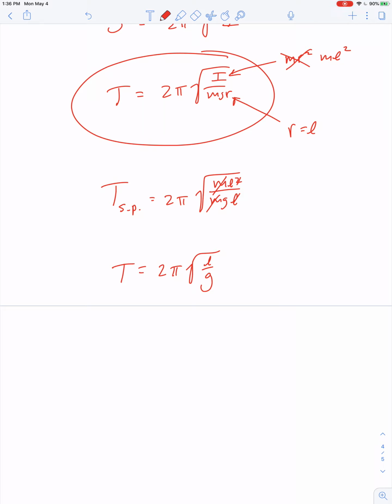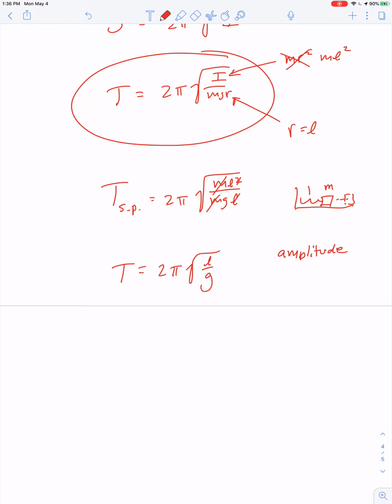And notice that it's independent not only of amplitude, as is true for all simple harmonic motion. You may recall that for a mass on a spring, it doesn't matter how far you pull it back, that's not going to change the period of vibration.